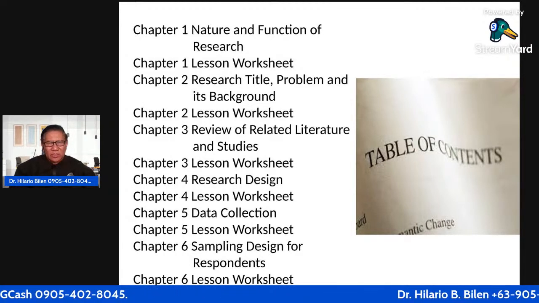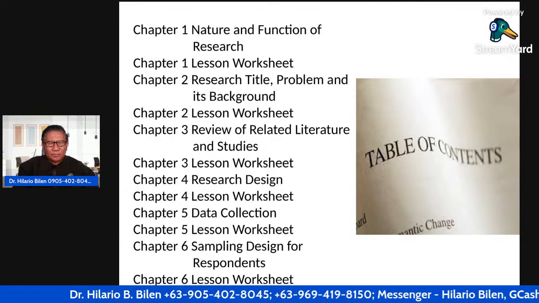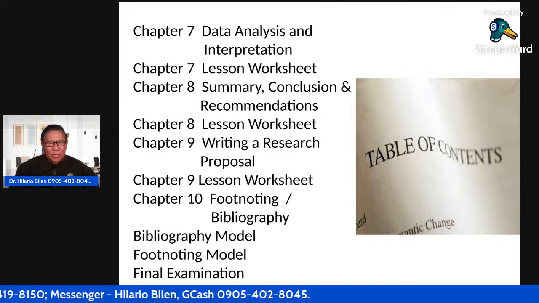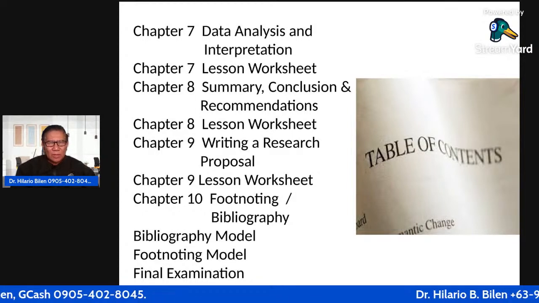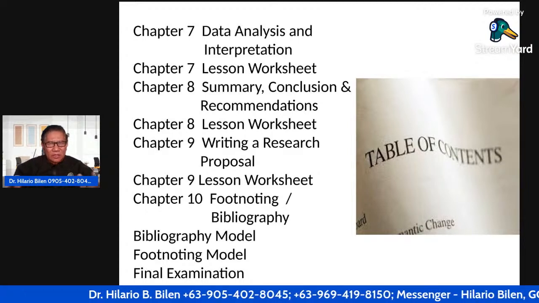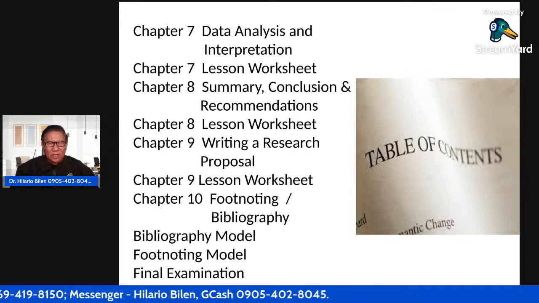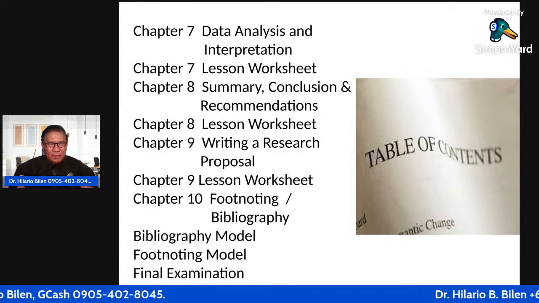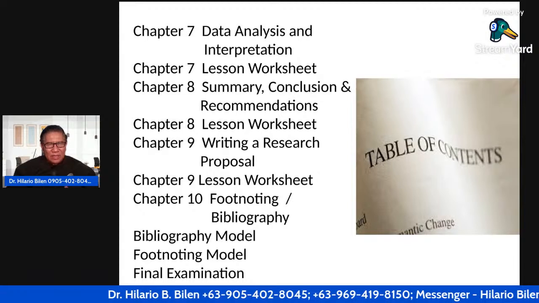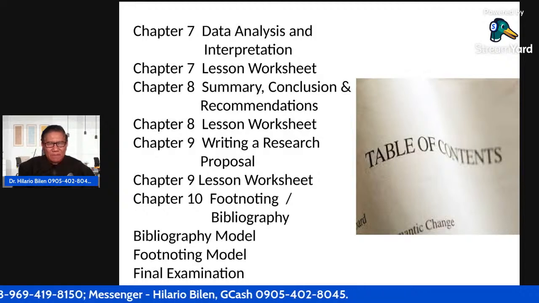Chapter 5, we will be talking about the data collection. In chapter 6, we have the sampling design for respondents. In chapter 7, let's talk about the data analysis and interpretation. Chapter 8, we have the summary, the conclusion, and the recommendations. In chapter 9, we are going to the writing of a research proposal. So at least we must understand how to write a thesis proposal or a research proposal. In chapter 10, we will be talking about footnoting, bibliography, and I'm just showing you some of the examples or models of footnoting and bibliography, and then the final examination.